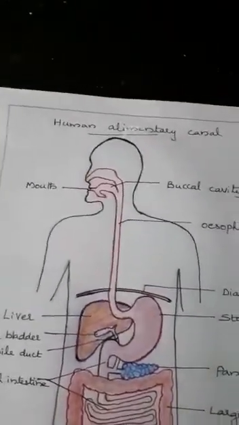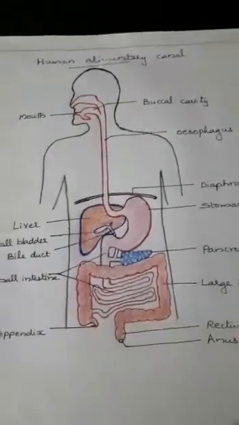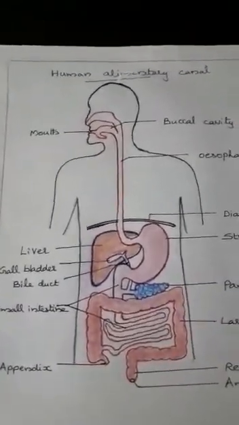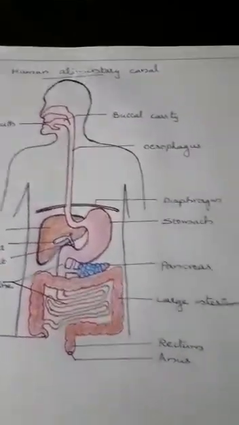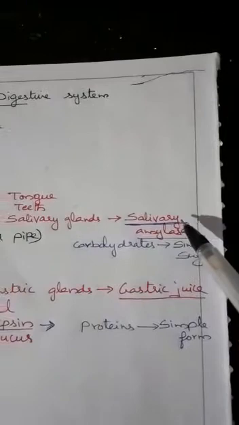Then the food gets mixed with the saliva. So the salivary glands produce saliva, the food mixes with the saliva, and the salivary glands produce an enzyme known as salivary amylase.